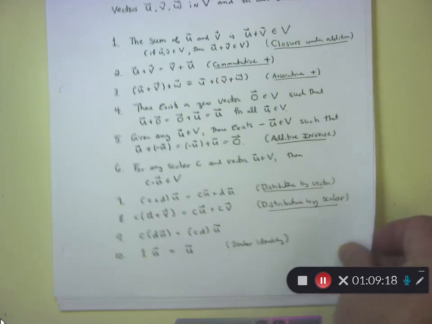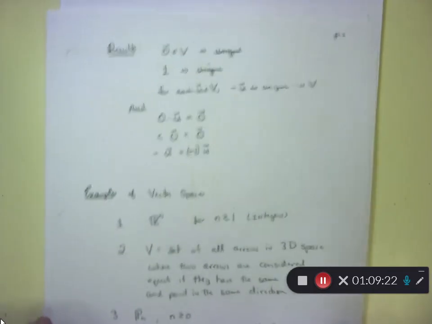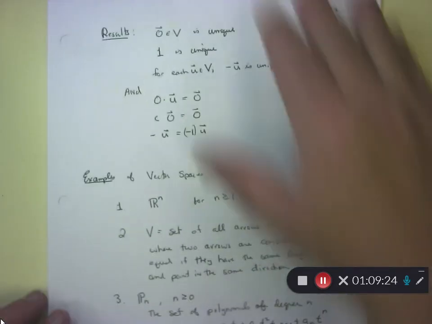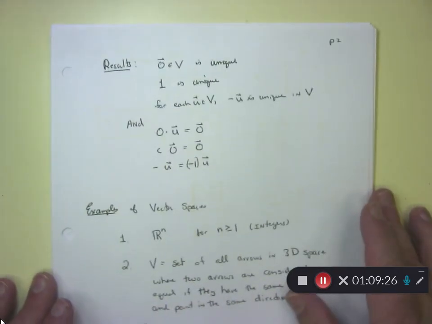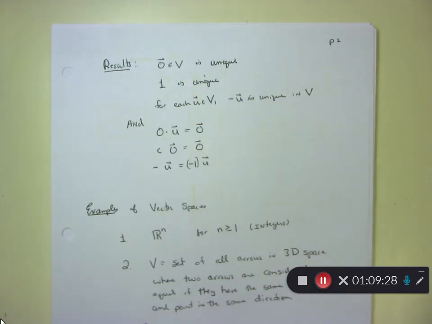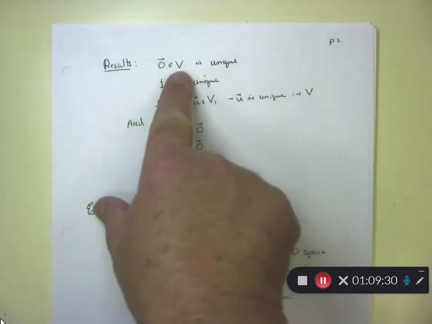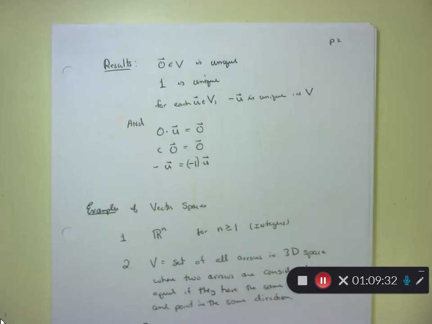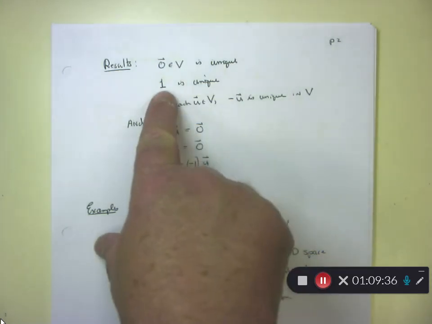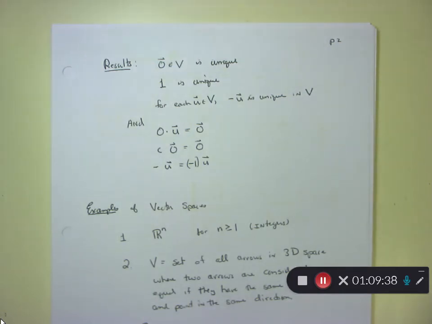But the last thing before I let you go is this. Some interesting results from those property sets. The zero vector is unique in any kind of vector space. 0, 0, 0, or however many components you've got, it's going to be your zero vector. The 1 is unique in terms of your scalar. There's only going to be one 1. You don't have different kinds of 1s.